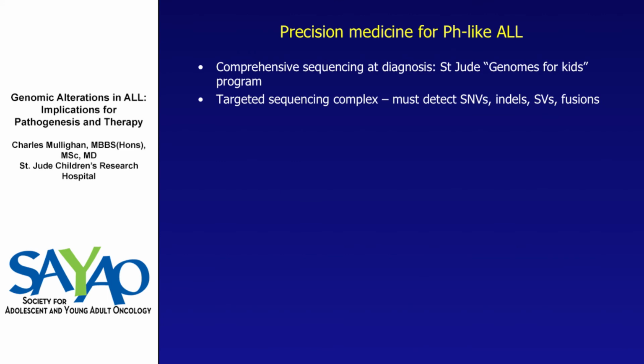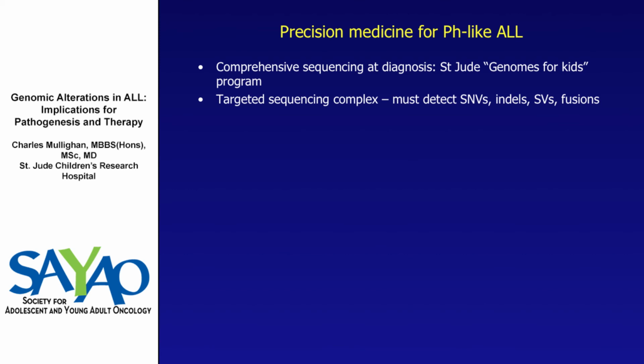So how might one implement this into a clinical approach? Well, one can envisage several levels of complexity in sequencing. So perhaps the most luxurious one would be what St Jude has instituted, which is by early next year, all children with all tumours that are newly diagnosed will have comprehensive whole genome, exome and transcriptome sequencing. That's clearly not feasible, at least not at the moment, for very large studies.